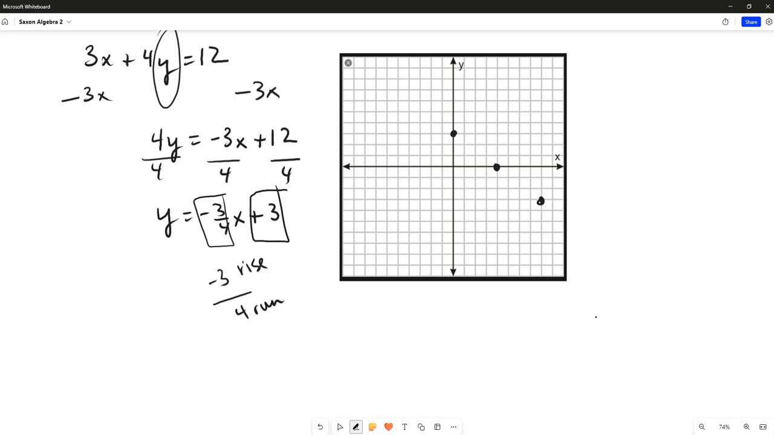Now, if I wanted to switch that up, I can do a positive rise and a negative run. So from that y-intercept, I'm going to go up 3, 1, 2, 3, and to the left 4, 1, 2, 3, 4. And you see that's on the same line.